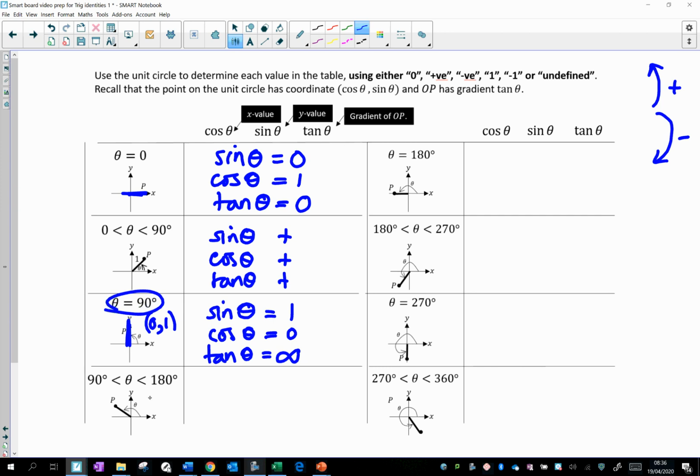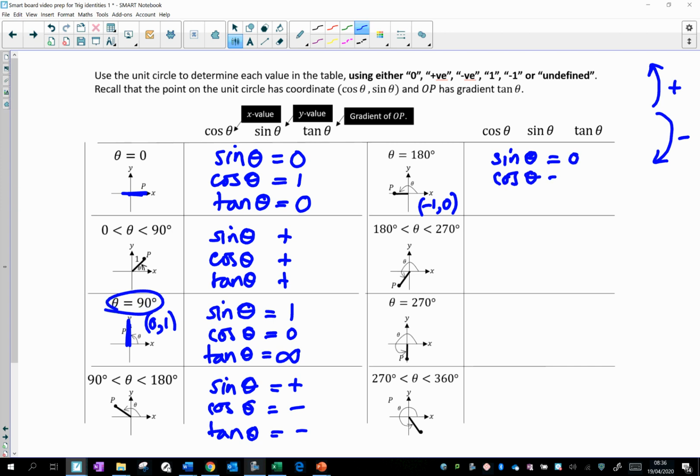Between 90 and 180, sine theta is the y coordinate. Remember, sine theta is positive. Cos theta, the x coordinate, is negative. We saw this on the previous page. And tan theta is the gradient, which is negative. When theta is 180 degrees, think about the coordinates of P here. The coordinates of P are -1, 0. So sine theta, the y coordinate, is 0. Cos theta is -1, and tan theta, we've got a horizontal line, so tan theta is 0.